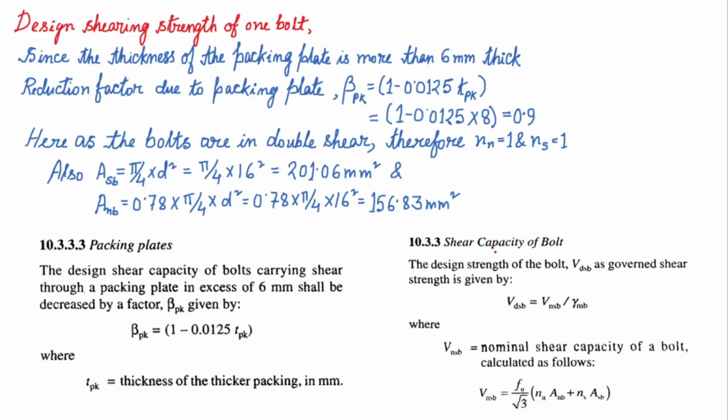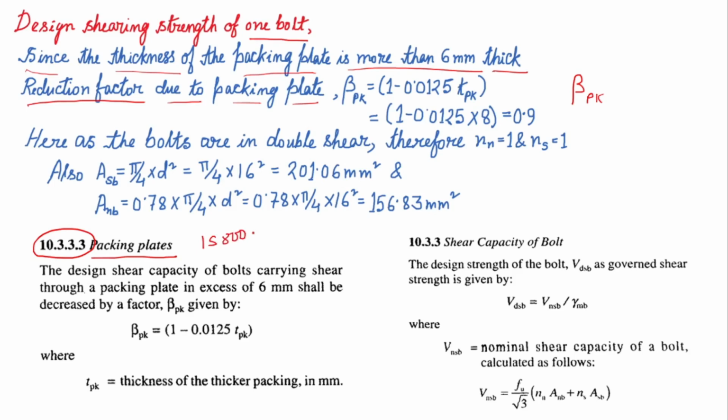Next, design shearing strength of 1 bolt. Since the thickness of packing plate is more than 6 mm thick, reduction factor due to packing plate, beta pk. So we have to follow the clause number 10.3.3.3 for packing plates of IS 800 2007.